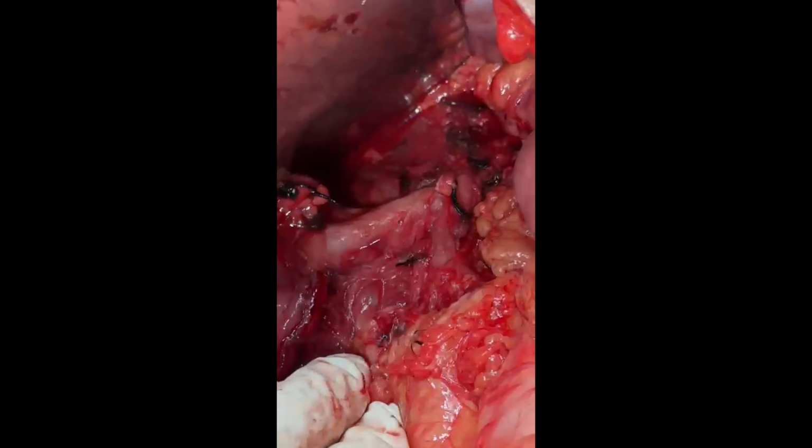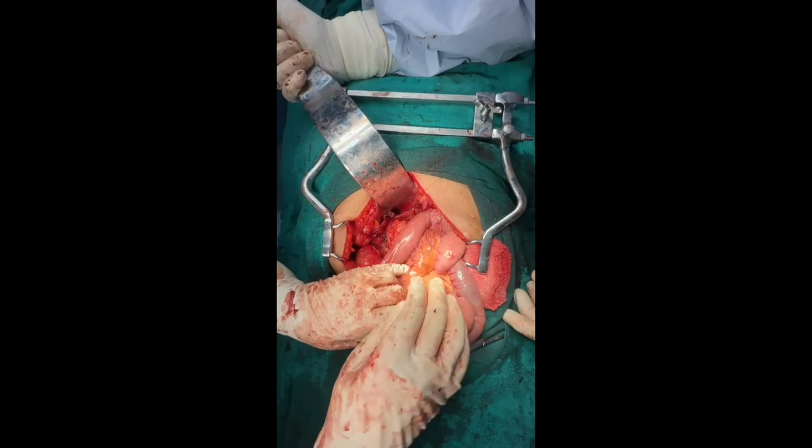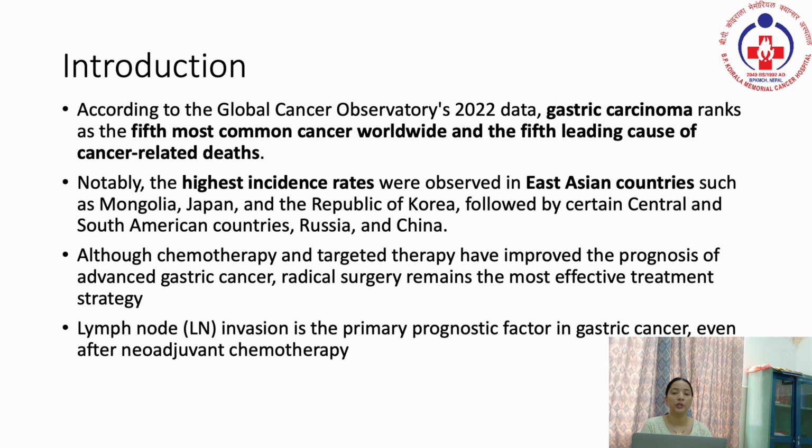We have properly cleared all the lymph nodes, and here we have performed the gastrojejunostomy, and we will be performing the Braun anastomosis. And now, the role of level 14 node in distal gastrectomy.